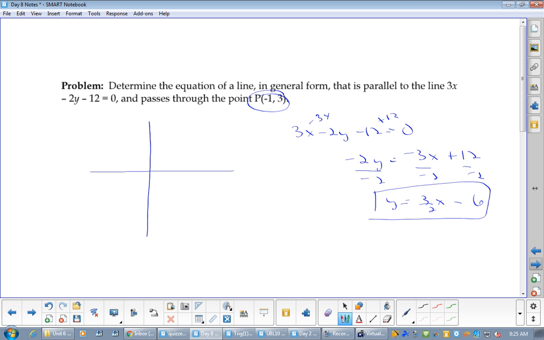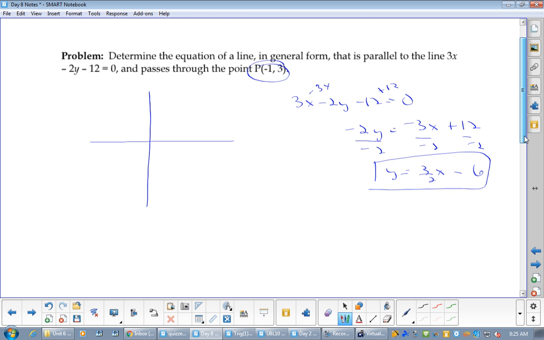Okay, now I could do this one roughly. What's the y-intercept of this one? So I hit negative 6, say it's down here, and from there, how am I going to find my next point? Up 3, right? 1, 2, 3 over 2.